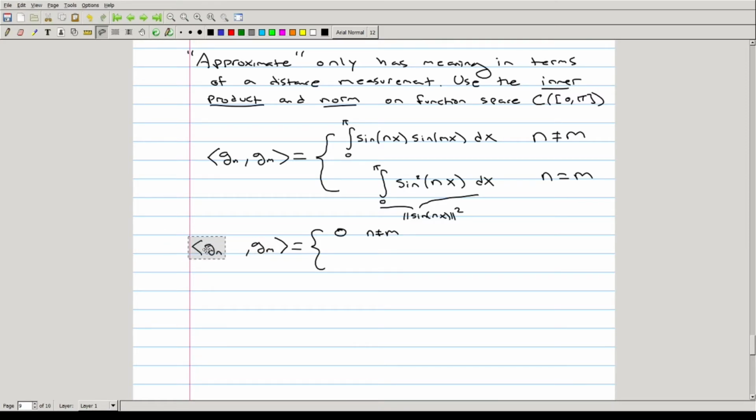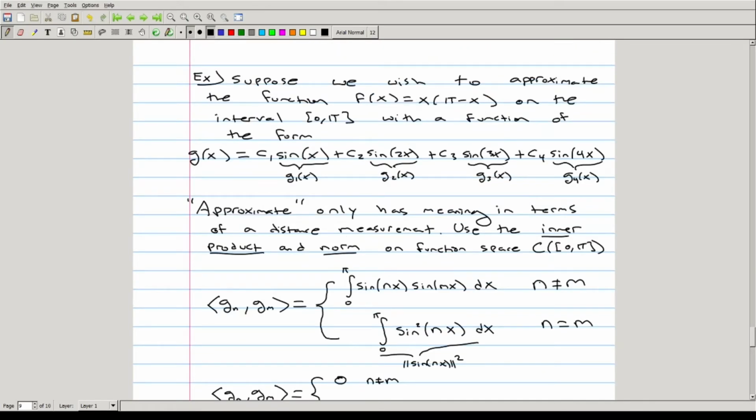But it's relatively easy to go through like I did before and show that this integral will always be 0, and this integral right here, when n equals m, for any value of n, will always be pi over 2. So each one of these functions, g1, g2, g3, g4, are orthogonal to one another in the function space C from 0 to pi.